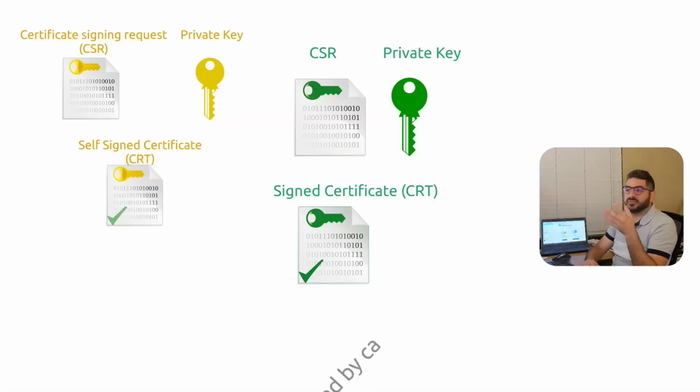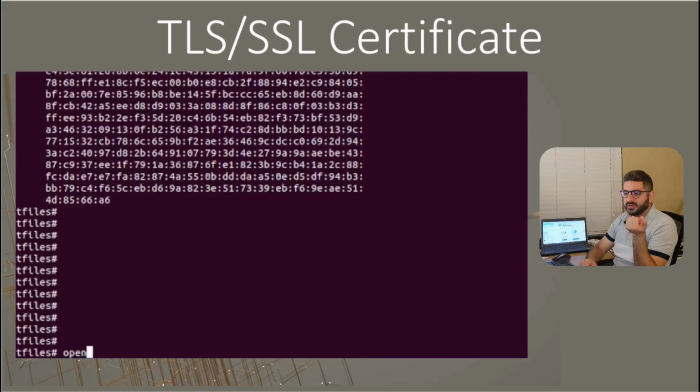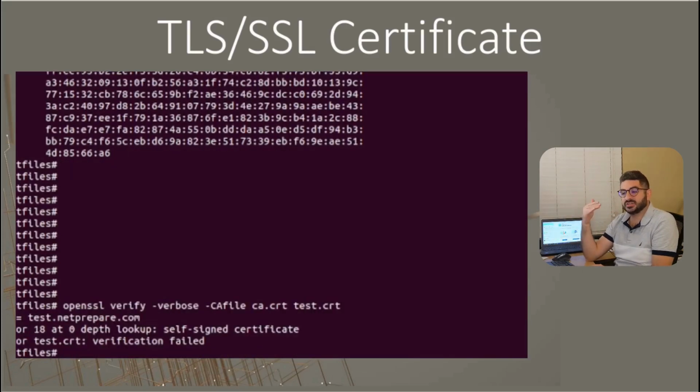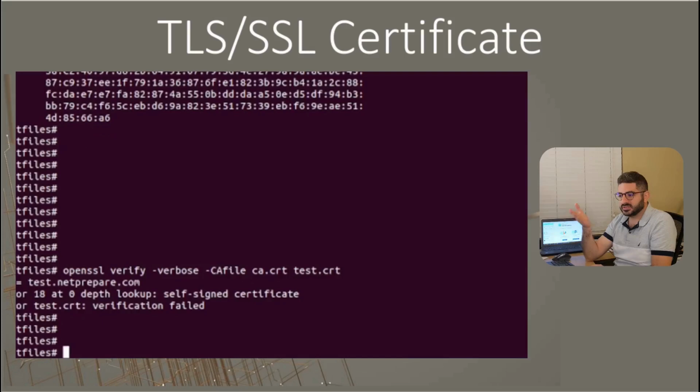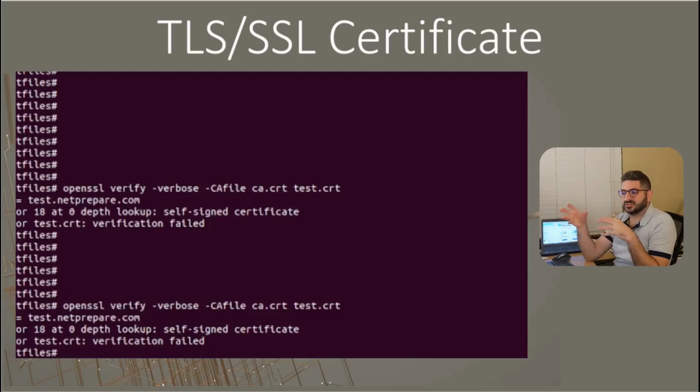Alright, so after signing the certificate, we're gonna validate that this certificate is signed by ca.netprepare.com. So this command is used to validate the certificate, and we use the certificate of the CA server to validate that this certificate is signed by the CA server. And as you could see, it says a verification failure, so it's not signed. So we need to use a different command to sign the certificate by ca.netprepare.com.